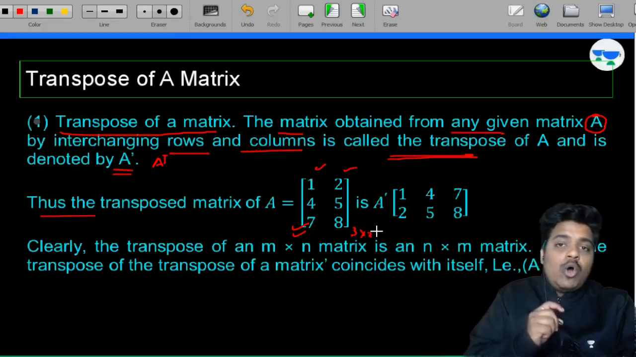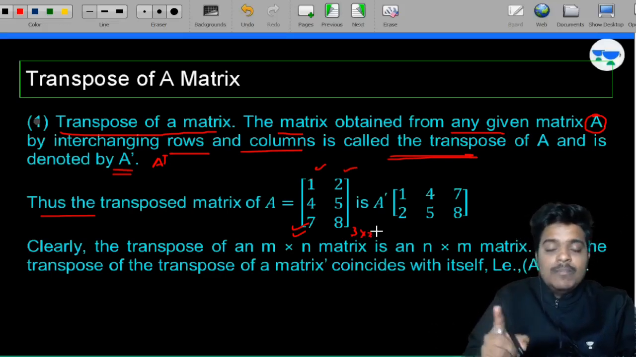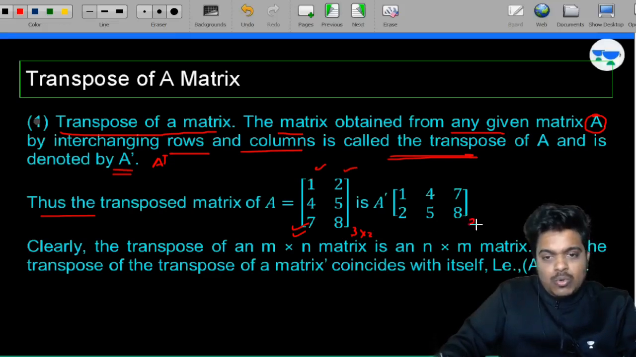So what will be the order of the transpose of a matrix? The 3 columns become 3 rows, and 2 rows become 2 columns. So clearly the transpose of an M cross N matrix is an N cross M matrix.